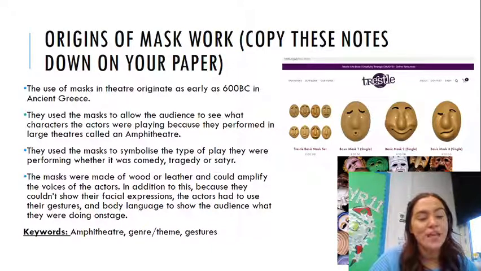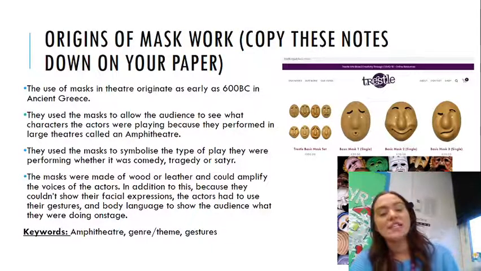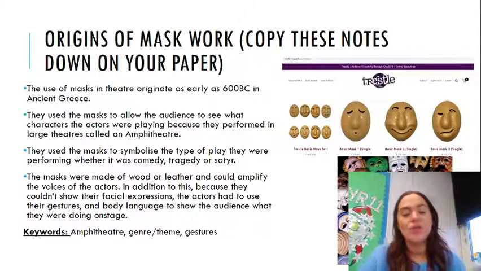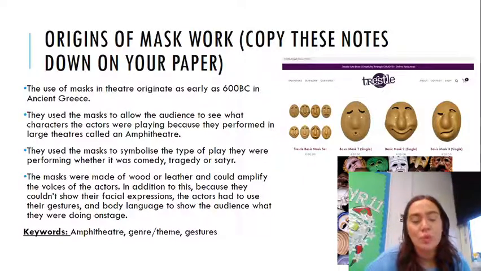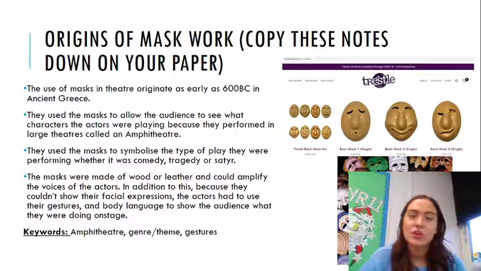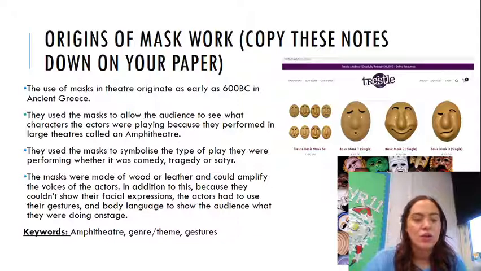So key words in this are amphitheatre, genre and theme. Genre and theme are basically the type and the different elements that are in the performance, and gestures, so you can have your hand gestures there. So if you could take the time to pause this video, copy this down on your piece of paper, and also write down the keywords and highlight them as well for me.